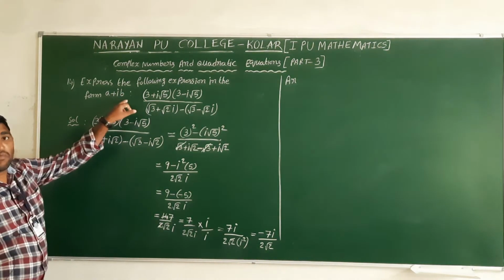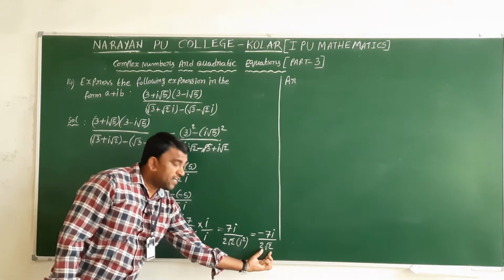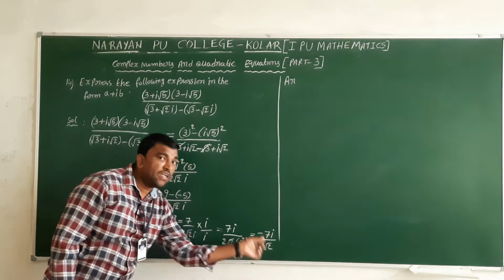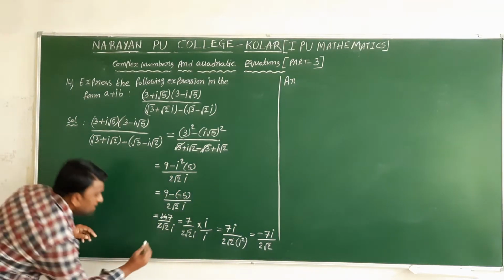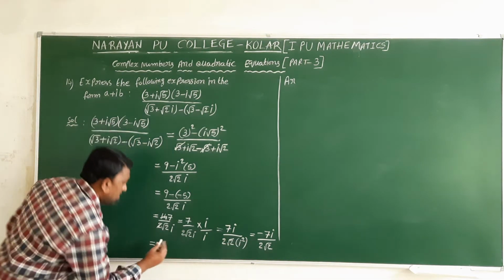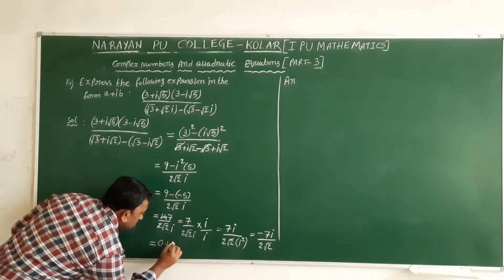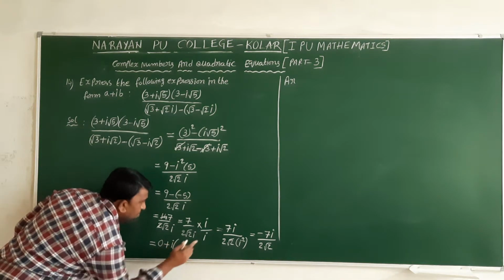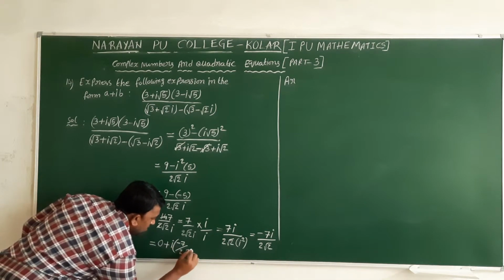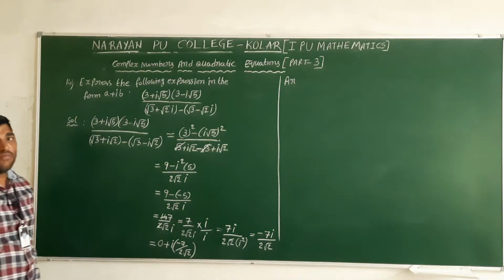Here the problem is asking to write in the form of a plus ib. The final answer we got is minus 7i divided by 2 root 2. This expression we need to write in the form of a plus ib. According to the answer, the real part is not there, so we can write 0 plus i into b, where b is minus 7 divided by 2 root 2. That is in the form of a plus ib.